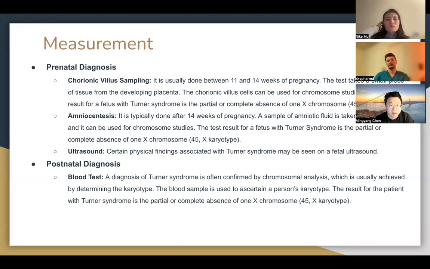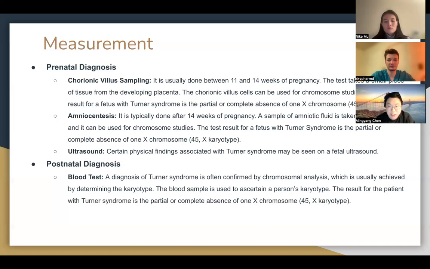The diagnosis of Turner syndrome can be divided into prenatal diagnosis and postnatal diagnosis. There are three main methods of prenatal diagnosis. First is chorionic villus sampling. It is usually done between 11 and 14 weeks of pregnancy. The test takes small pieces of tissue from the developing placenta. The chorionic villus cells can be used for chromosome studies. The test result for a fetus with Turner syndrome is the partial or complete absence of one X chromosome, a 45,X karyotype. Second is amniocentesis.